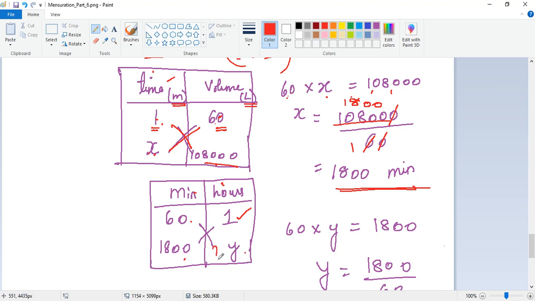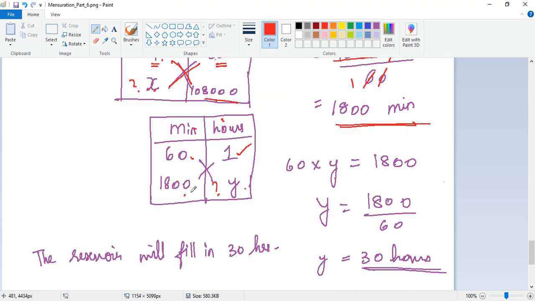So I put a y because I already used x over here. Now again cross multiply. So 60 and y get multiplied, 1 and 1800 get multiplied. So 1 into 1800 is 1800 itself, so I write it as it is. So y is equal to 1800 by 60, so zeros get cancelled. 6 3s are 18, and there's one 0, so 30 hours. So in 30 hours this whole tank will be full.